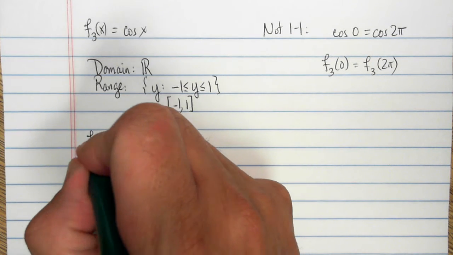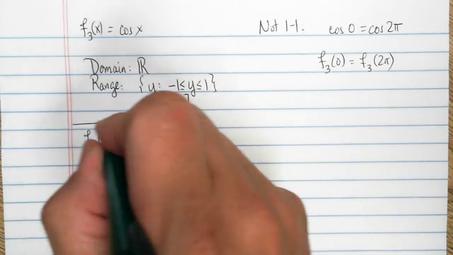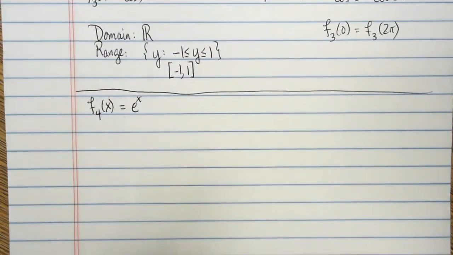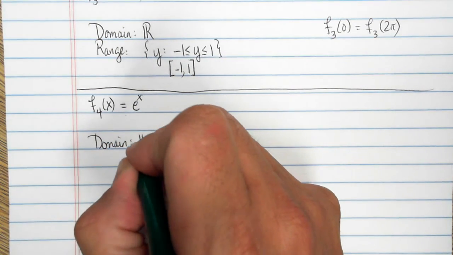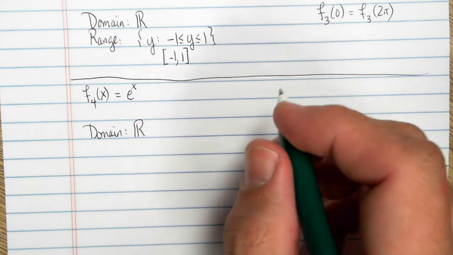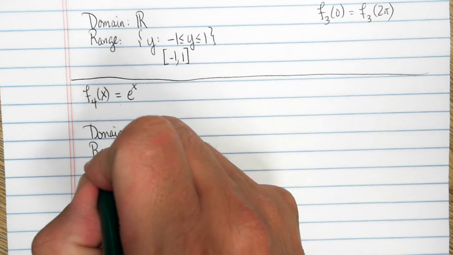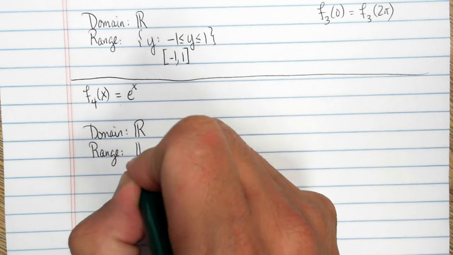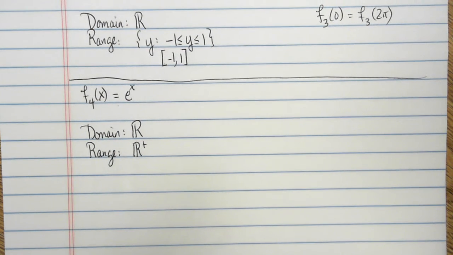F4. That's e to the x. Okay, the domain, well, I can put any real number in, and also what comes out will be a positive real number. Now this is a 1-to-1 function.